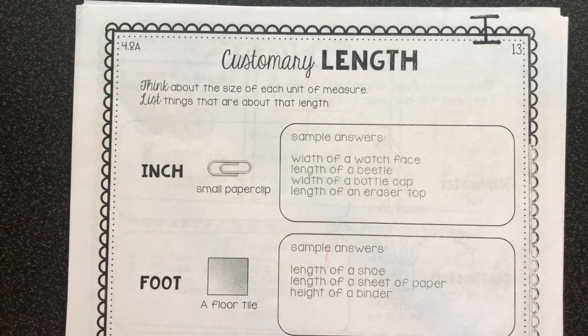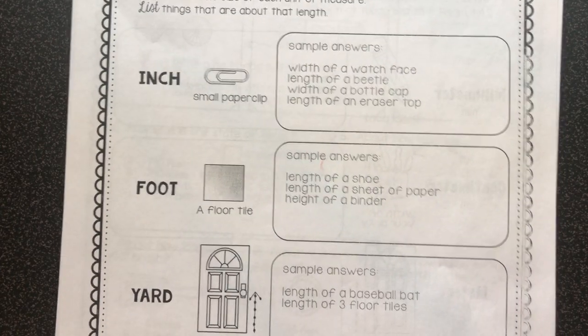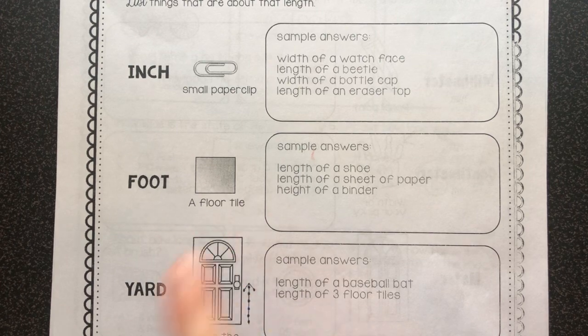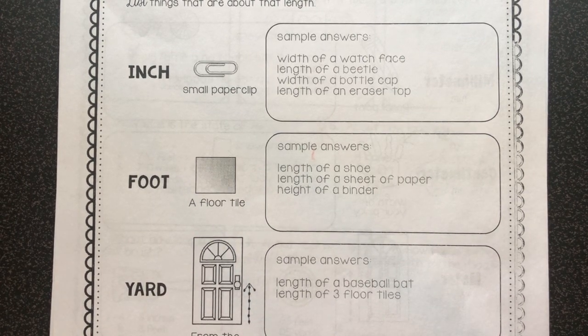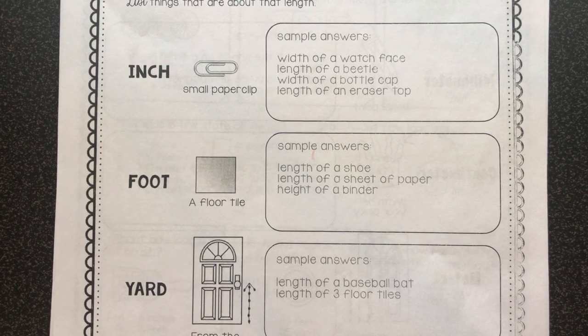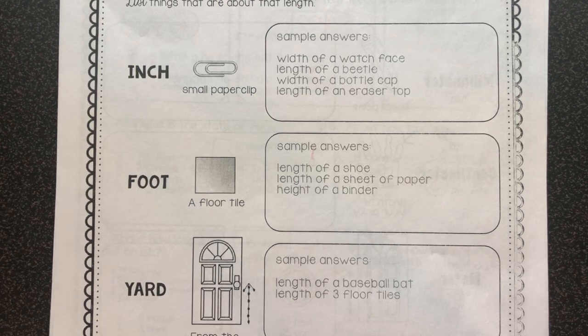Now, let's talk about a foot. A foot is about the width of a floor tile. So if you remember what the floor looks like at school, I know it's been a while since we've been there, but if you remember, we have those square tiles on the floor, and they are 1 foot by 1 foot. That means they're 1 foot long and 1 foot wide. So it's about a foot.